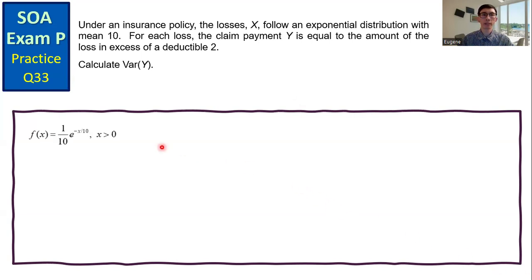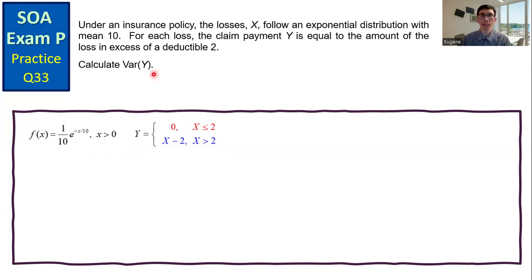The PDF of X is 1/10 times e to the power minus x/10, an exponential distribution with mean 10. And then the PDF of the claim payment Y. If the loss amount is less than or equal to 2, then the claim payment is 0. If the loss amount is greater than 2, then the claim payment is the loss amount X minus 2. We need to calculate the variance of Y.